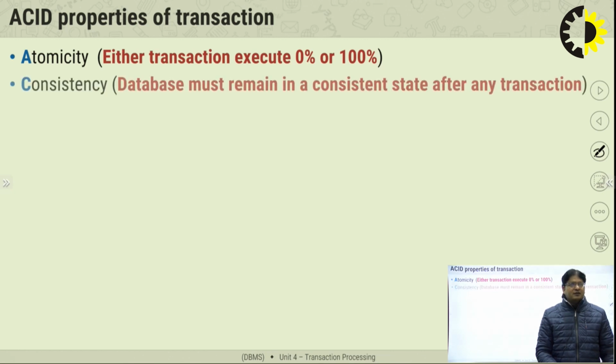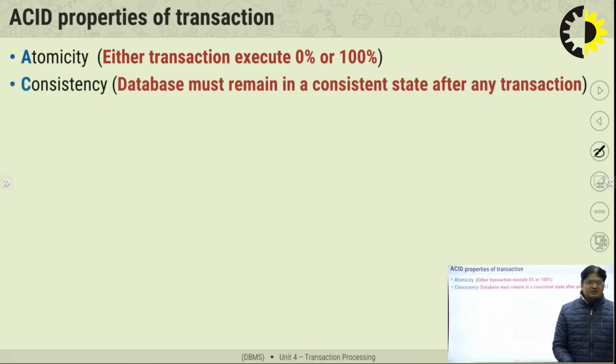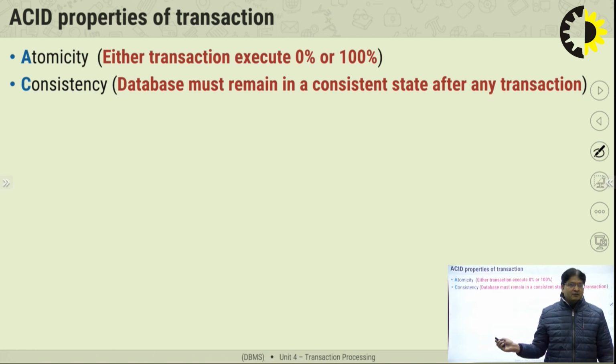The second property is consistency. Consistency means that the database must remain in a consistent state after the transaction, as it was before the transaction. A consistent state means the state must be accurate. The total amount before the transaction and the total amount after the transaction must remain the same, as in the previous example.